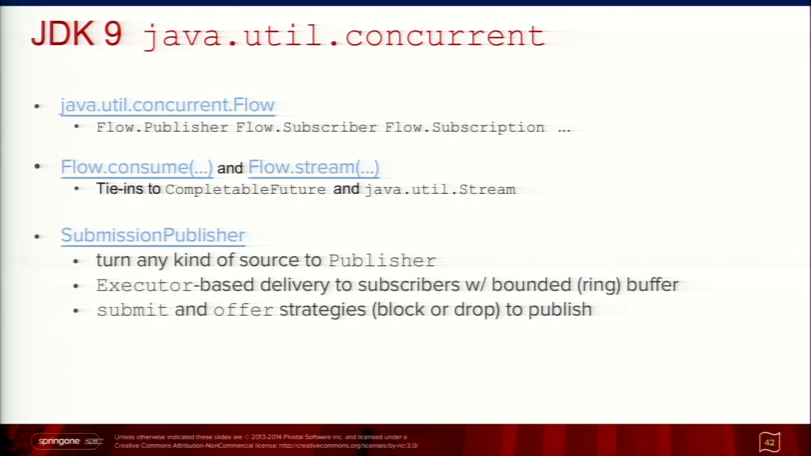In terms of the details, there's the Flow class, which will contain these contracts. Then you have Flow.Consumer and Flow.Stream, which are simple bridges to Java 8 APIs. Most importantly, there's a SubmissionPublisher, which is an implementation of a publisher that's provided with the JDK. And that has quite a bit of sophistication. It offers different strategies for pushing data into the publisher. So it's kind of a bridge between some kind of hot source and a reactive streams pipeline where you can pass events. And of course, if you have multiple subscribers, it has to deal with what happens if they cannot all take the data at that time. But that's really what it's about.